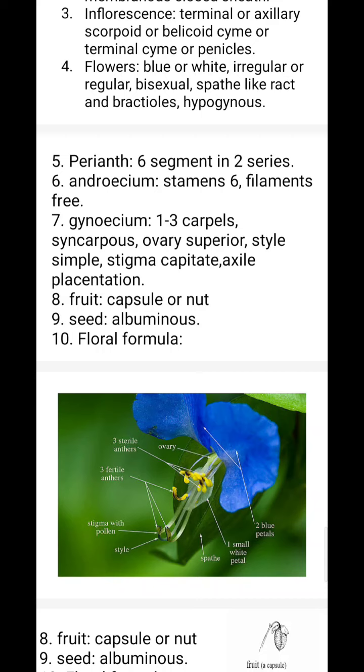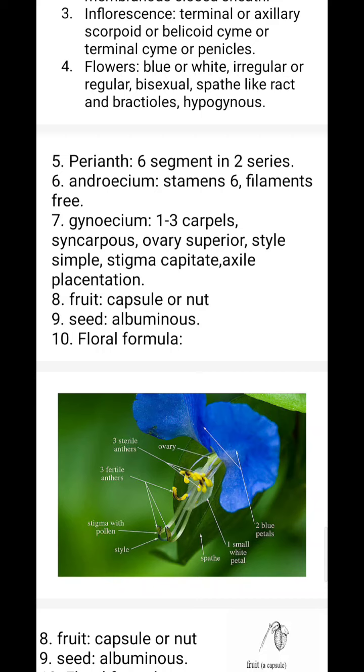On these there are three sterile and three fertile anthers present. On that there is one small white petal present, that means there is the perianth. In that, two are big and one is small perianth.